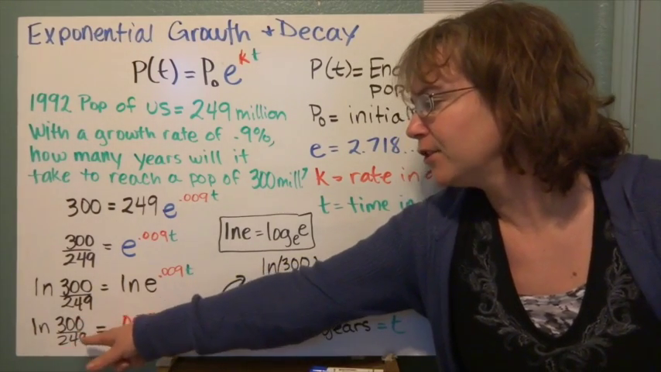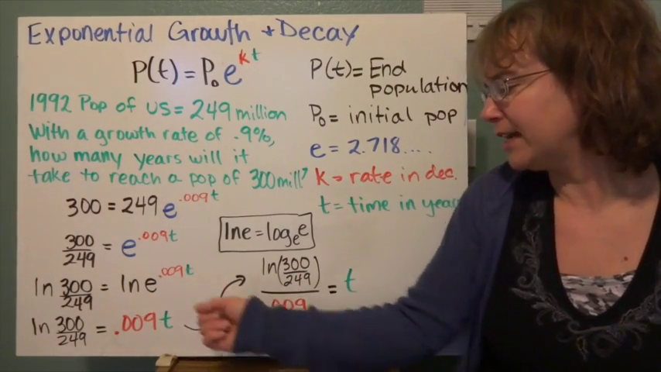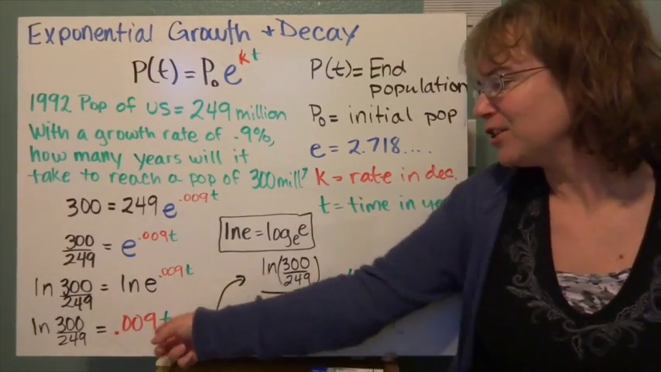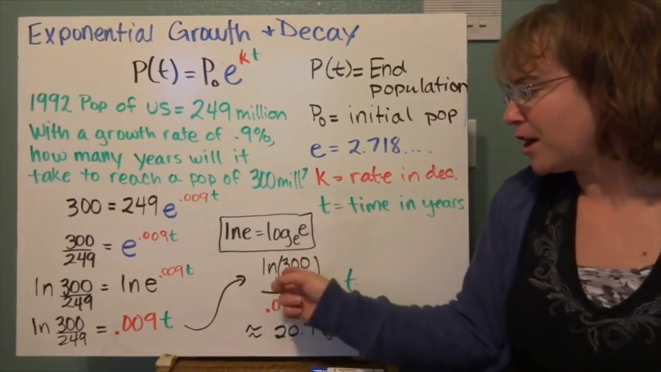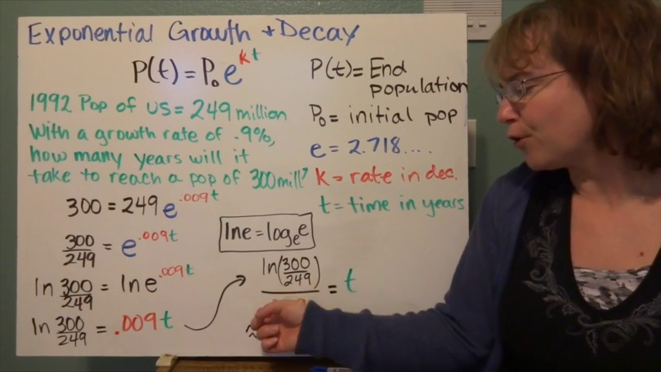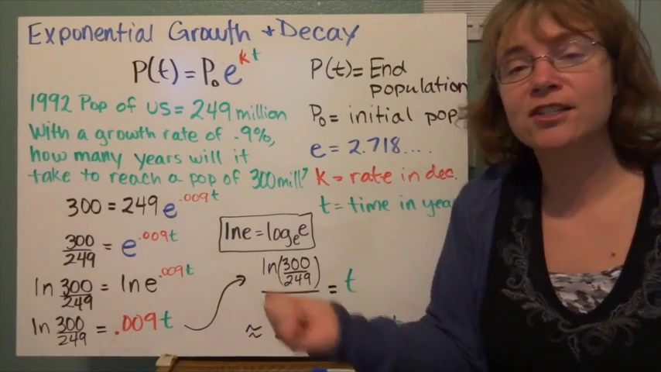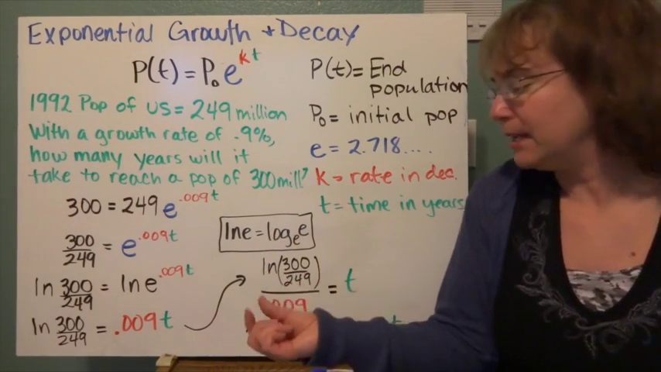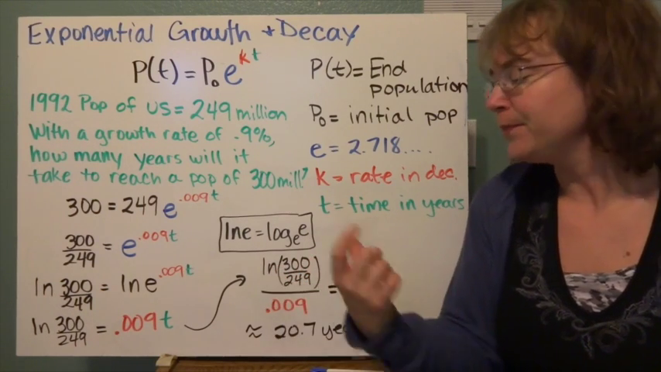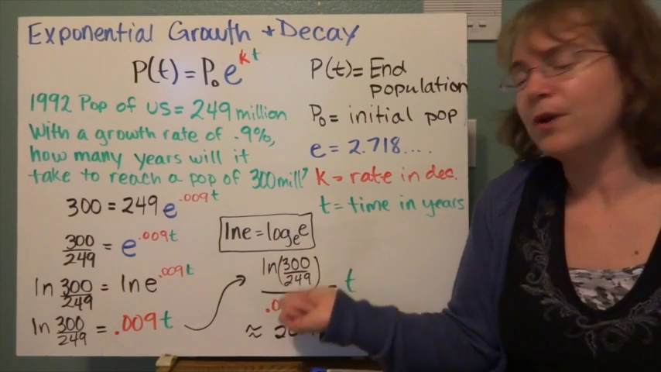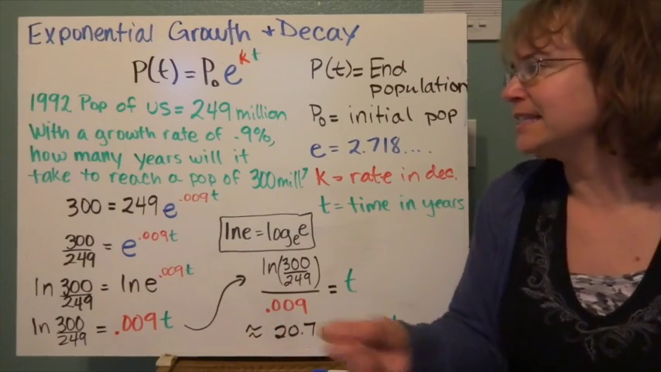So I still have natural log of 300 over 249 is equal to 0.009t. And then to solve for t, we just divide both sides by 0.009. So I have the log of 300 over 249, over 0.009, and that's equal to t. Now I encourage you to try this on your calculator. Make sure that you know how to input it. Depending on your calculator, you may have to enter this first and then hit the log button. Or when you hit the log button, make sure that you have that whole thing you're taking the log of. And so that's about 20.7 years.